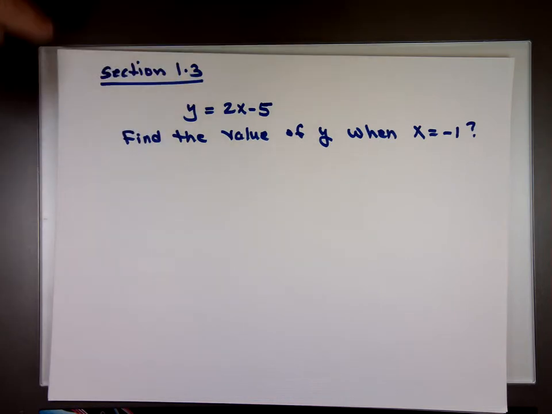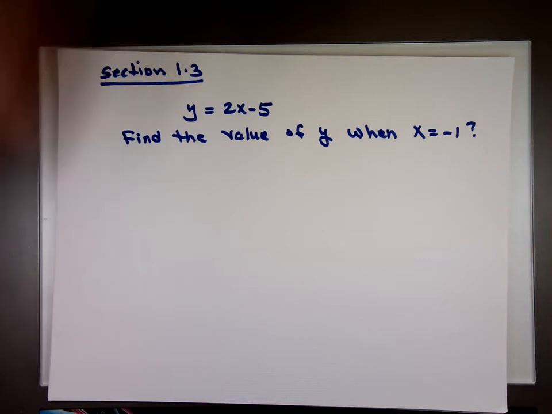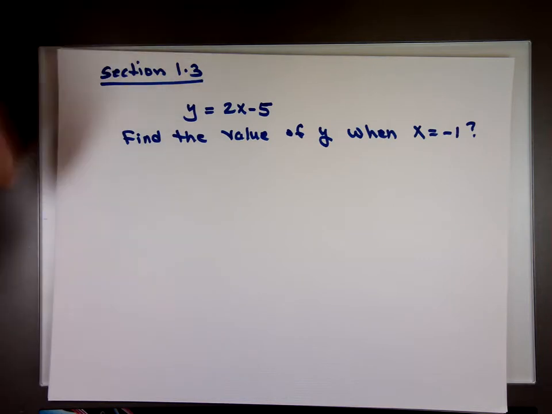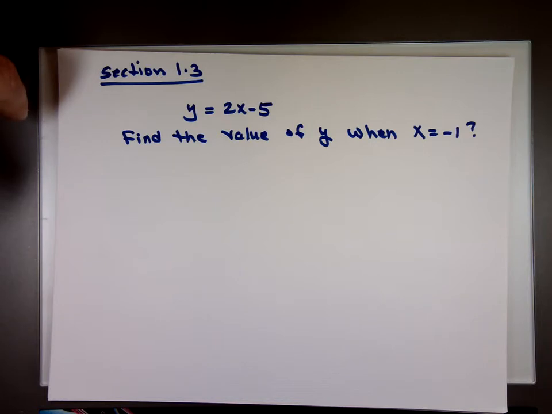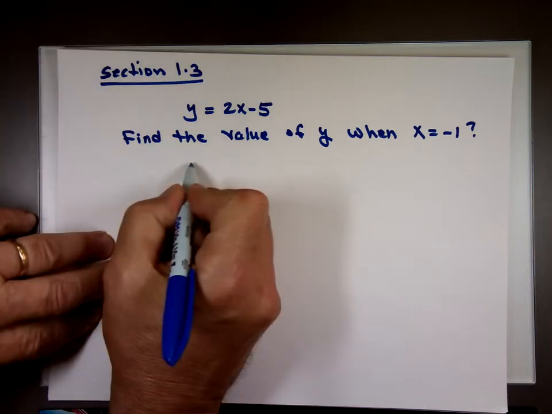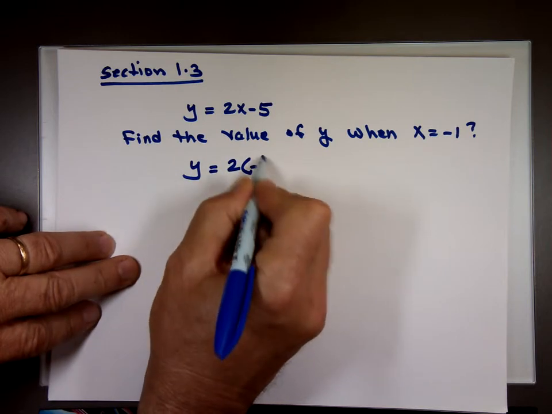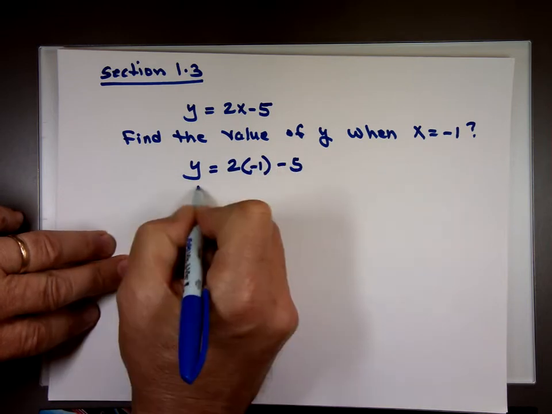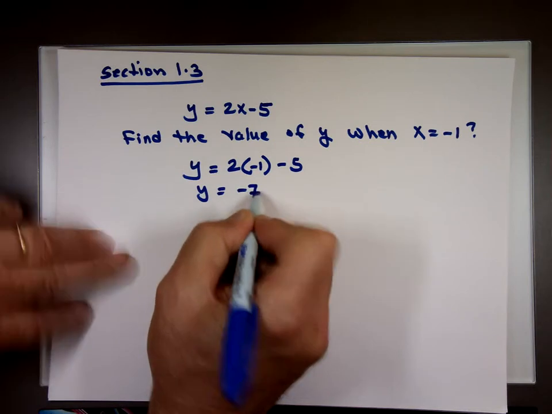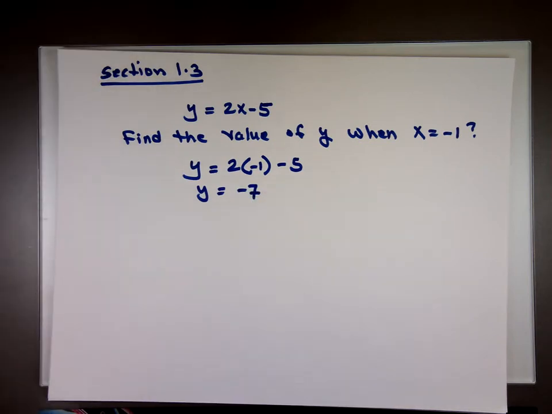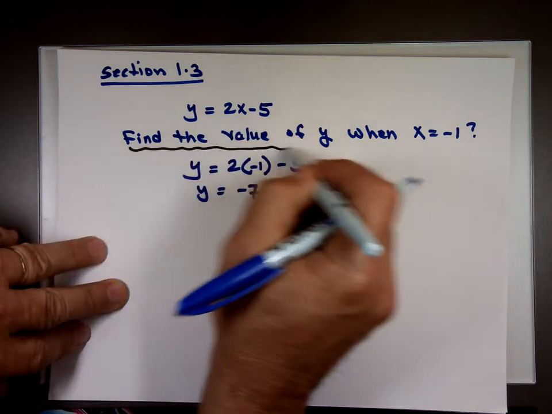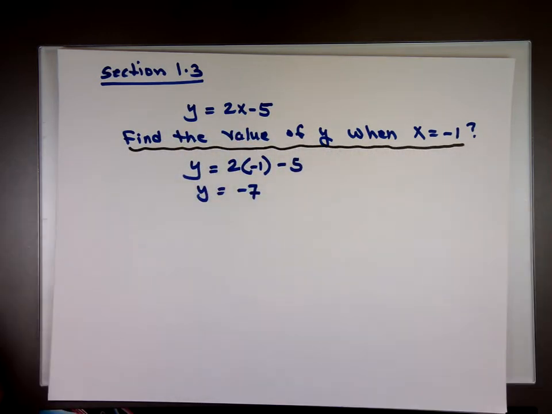Well, that's too much writing. Math teachers are worse than doctors. They don't want to write a lot of stuff. We want a shortcut to write that. We know we can find the answer. The answer is what? Y equals, you replace x with negative 1, and we have y equals negative 7. But my problem is writing this whole thing, find the value of y when x equals minus 1. I don't want to have to write that every single time.